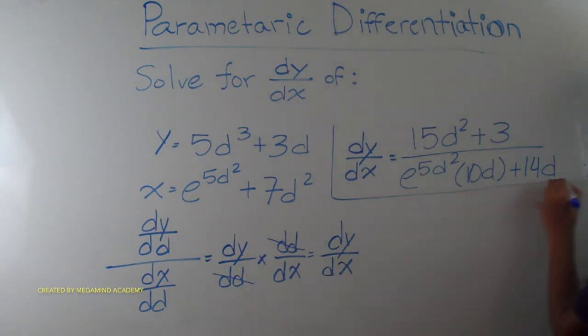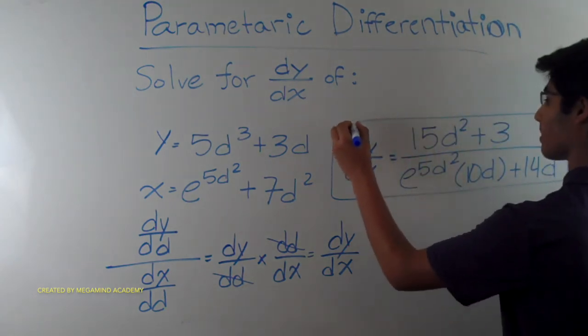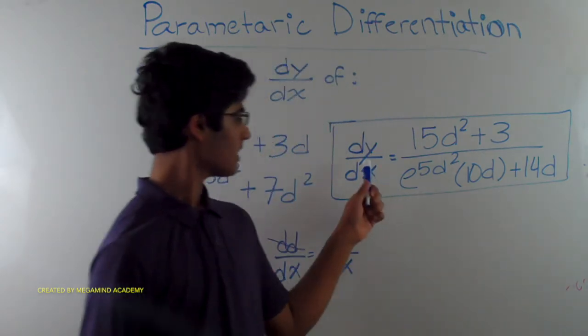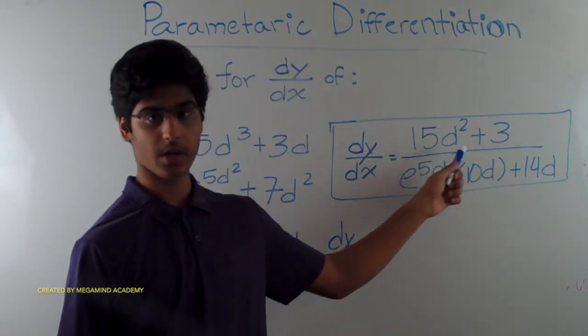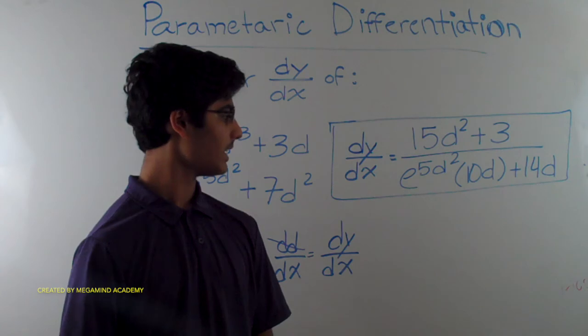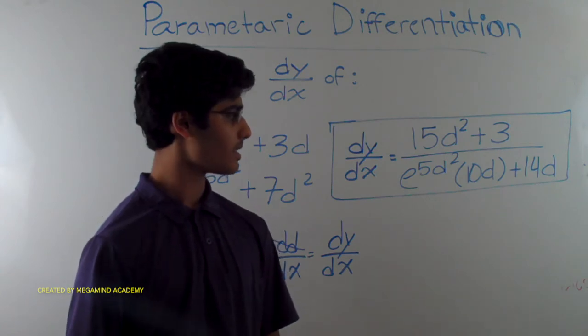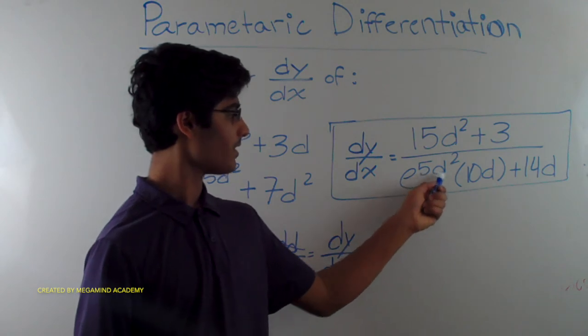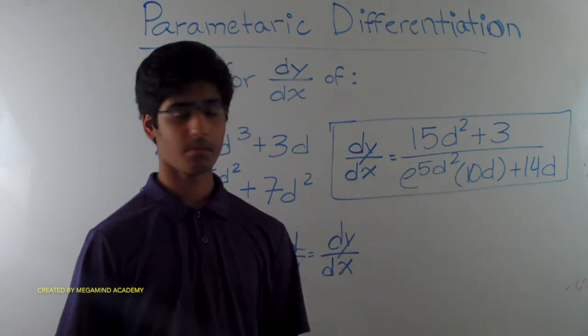So dy/dx is equal to (15t^2 + 3) over e^(5t^2) times (10t + 14t), or e^(5t^2) times (10t + 14t).